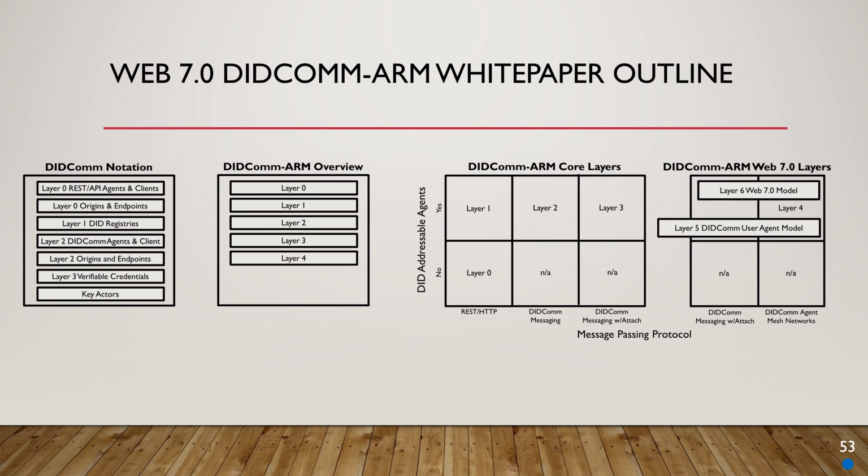Okay, so here we are back to the white paper outline. What we have left to talk about is what I call the Web 7.0 layers. So we need to talk about the DIDComm user agent model and the Web 7.0 model.